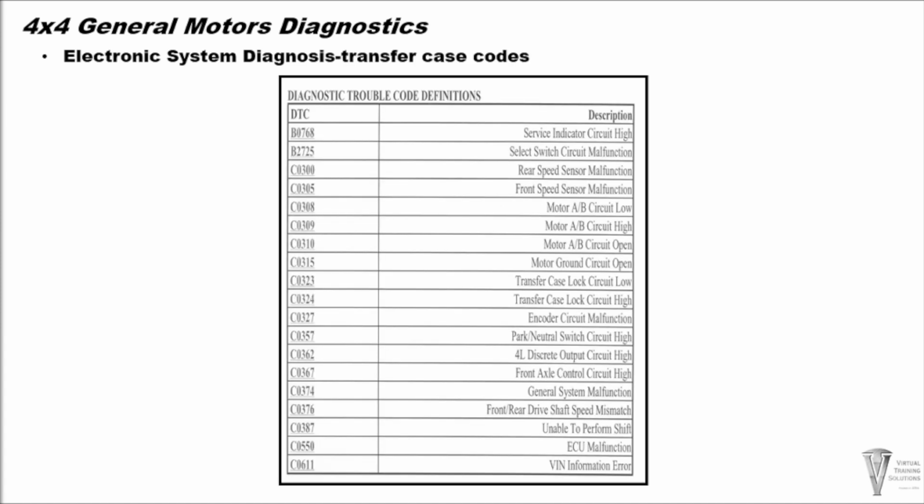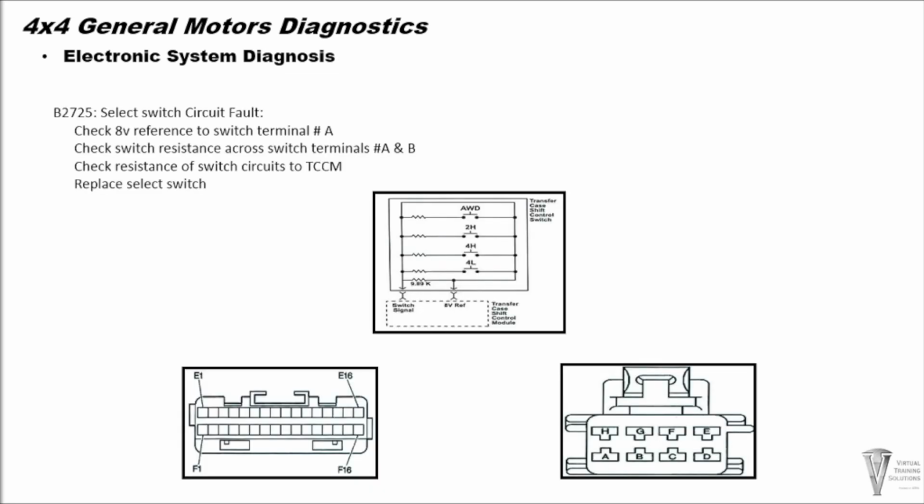This is a list of codes you might encounter while working on the NV236 and 246 transfer case systems. The first code you'll encounter is B2725, which is a select switch circuit fault. You can check the transfer case control switch circuits by first verifying that the transfer case control switch is getting the correct voltage to the switch.